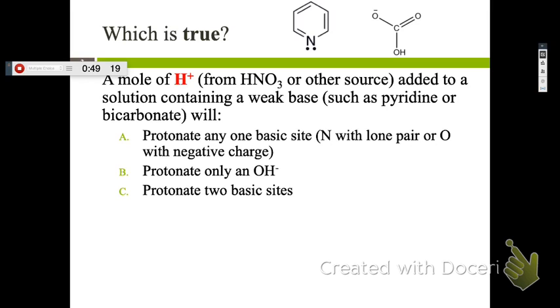Maybe not my finest question ever, but I want you thinking about what an H plus from a strong acid can do. Go ahead and submit your answer. We'll talk through it. All right, closing out.